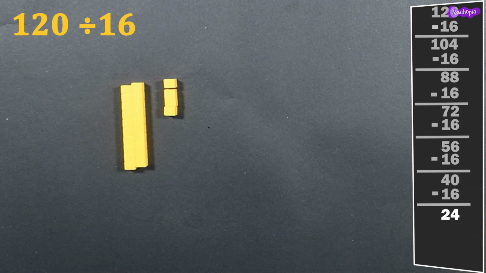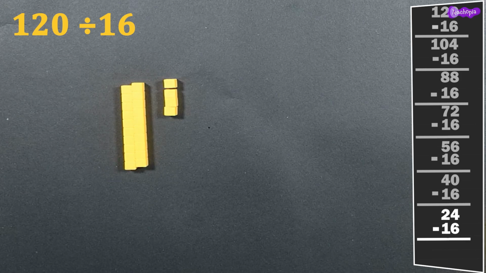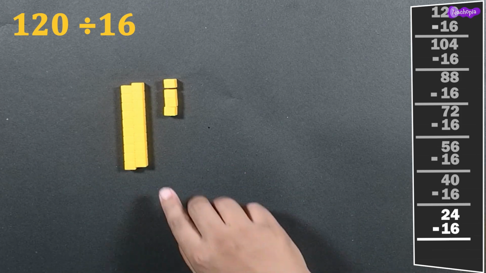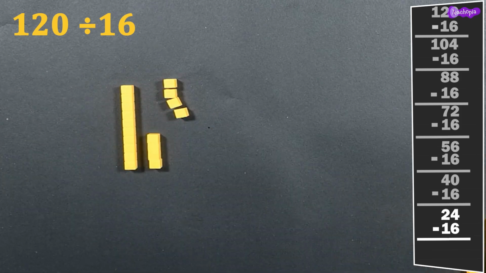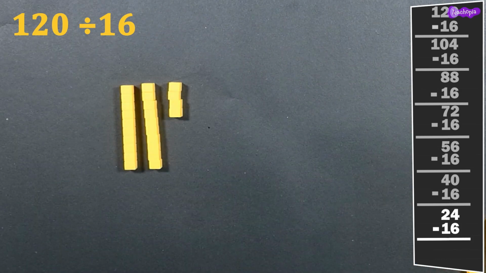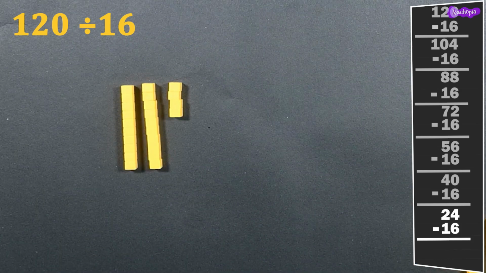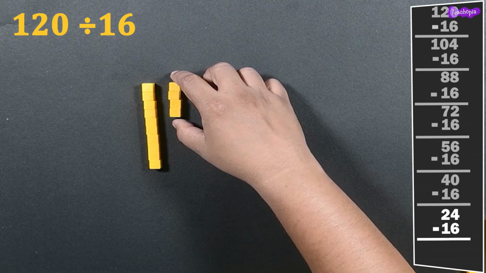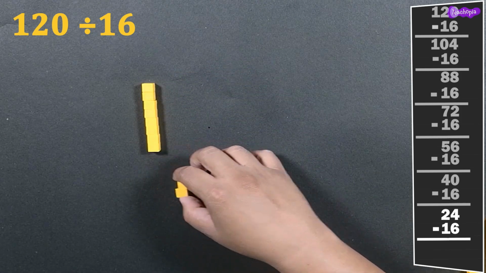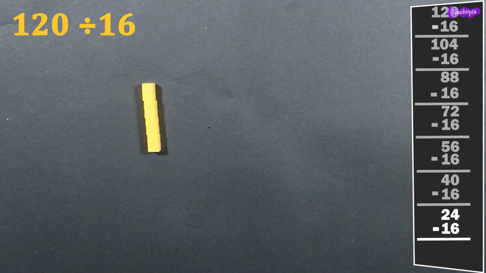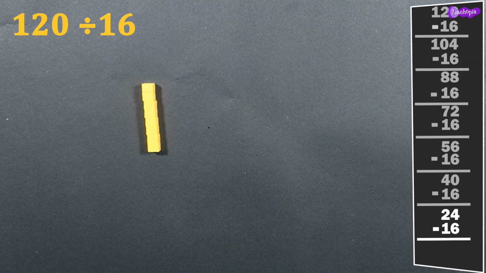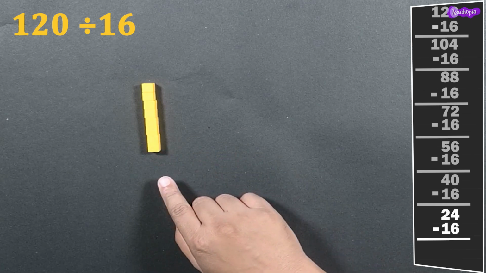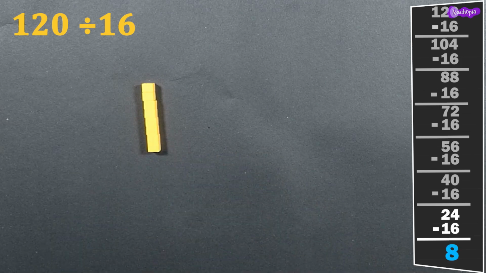So is it possible for us to remove 16 from 24? Yes, it is possible. So let's go ahead and try to do it. But we cannot remove 6. So there is no 6 unit blocks. So let us replace this 10 with 10 unit blocks. So now we can subtract 16 from 24. So let's remove 1 10 block, and these are 4 unit block and 2 more unit blocks. So that was the 7th iteration which we did, and if we count how many unit blocks are remaining, it is going to be 8 unit blocks.